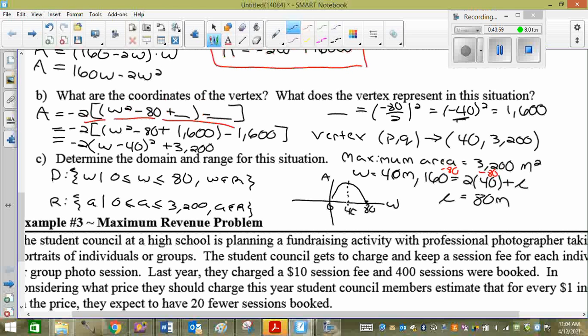We just have to make sure that you're accounting for the fact that they have to be greater than 0, because we don't have negative areas or lengths. Any questions with these questions here?